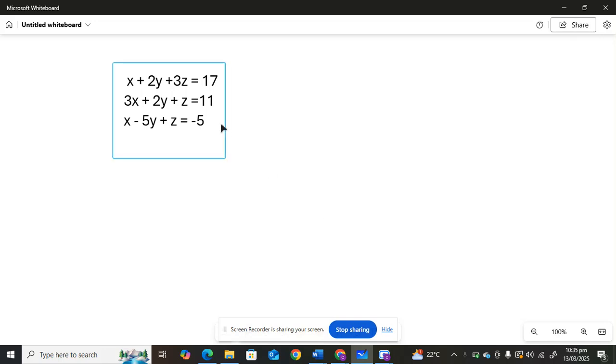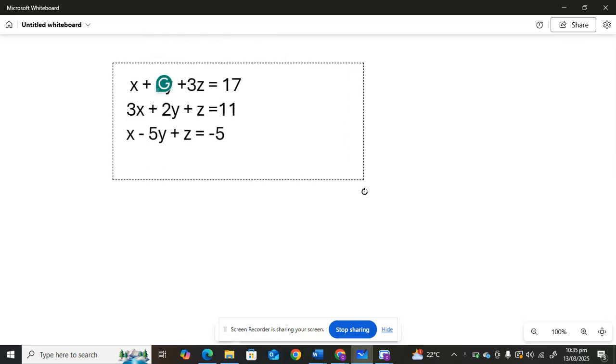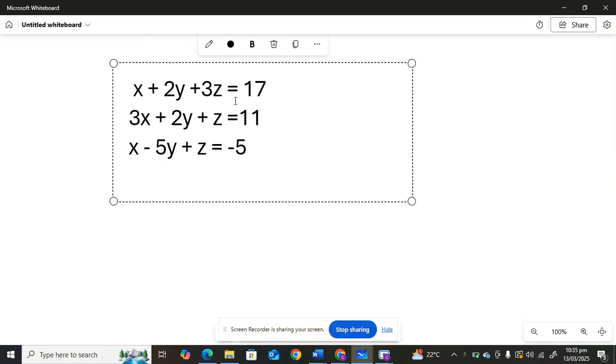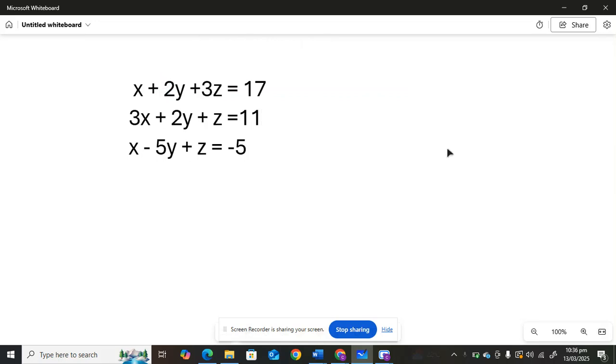Okay, so we're dealing with simultaneous equations. Here we've got three variables. We have to find the value of x, y, and z. So we're going to use Cramer's rule, and we're going to do it in steps.